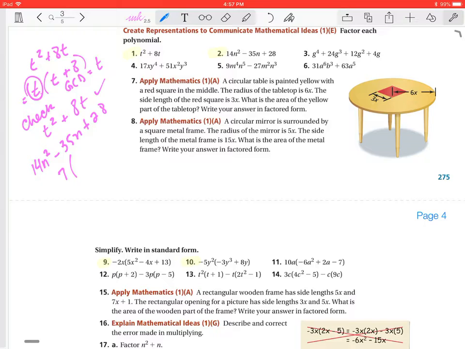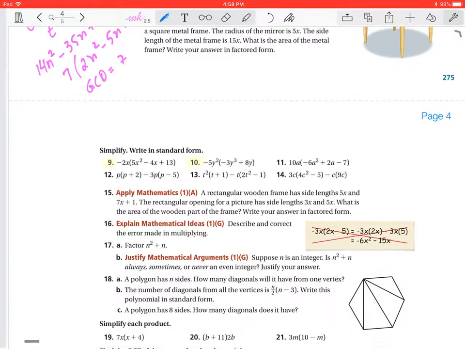So then that's going to leave me with 14 divided by 7, which gives me 2n squared, minus 35 divided by 7, which gives me 5n, and then 28 divided by 7 gives me plus 4. All right. Now, I can't factor out an n because there's no n here. So really the GCD for this problem is going to be 7.